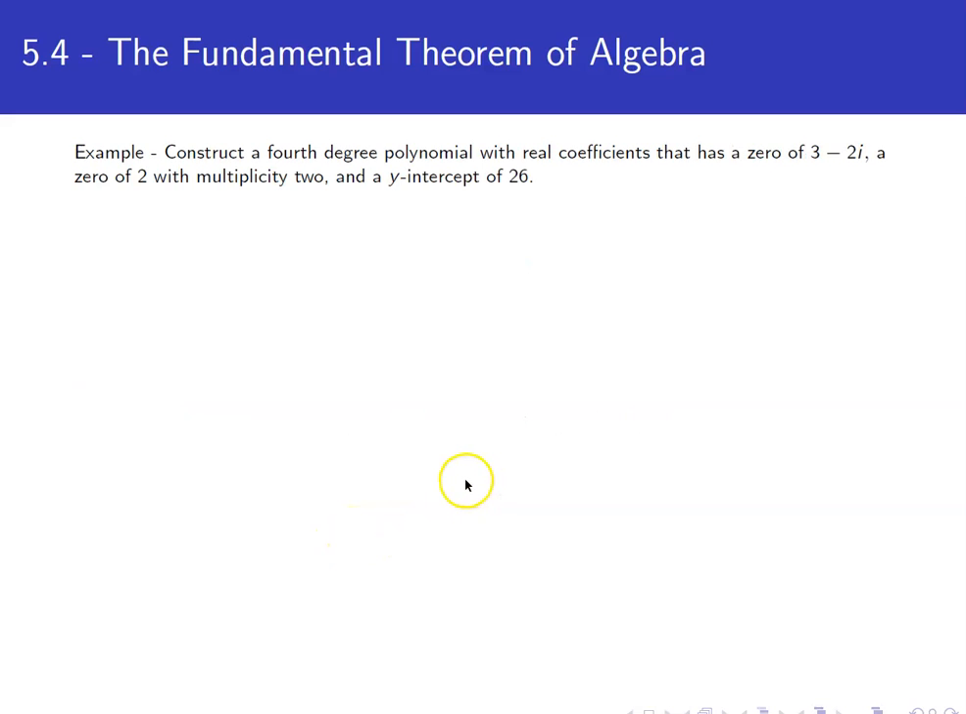Let's go the other way. Let's say instead of being given a polynomial and trying to factor it, we're given the zeros and we want to figure out something about the polynomial. So let's say we're being asked to construct a 4th degree polynomial with real coefficients. It has a 0 of 3 minus 2i, a 0 of 2, but that 0 has multiplicity 2, and then it also has a y-intercept of 26.